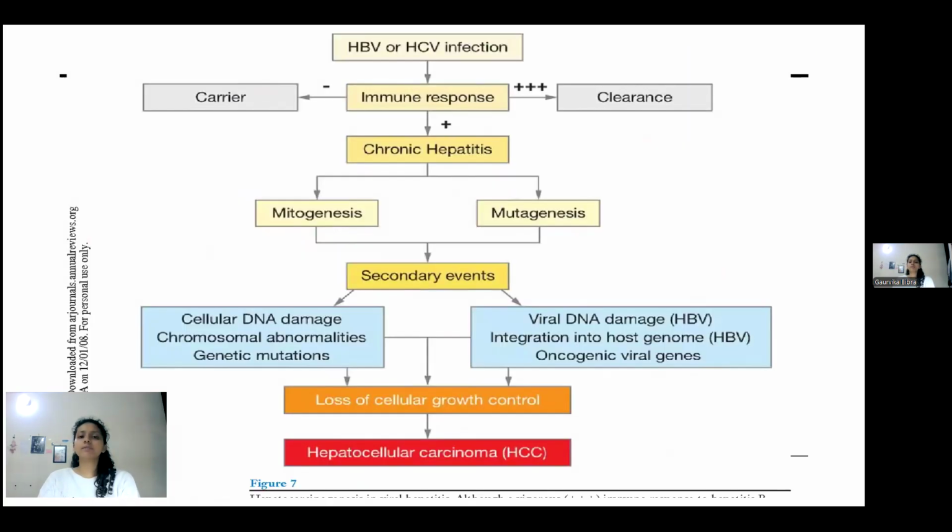Now, HBV or HCV infection can lead to chronic hepatitis, which can cause secondary events leading to cellular DNA damage, chromosomal abnormalities, genetic mutations, or viral DNA integration in the host genome in oncogenic viral genes, leading to loss of cellular growth control, which can lead to hepatocellular carcinoma.